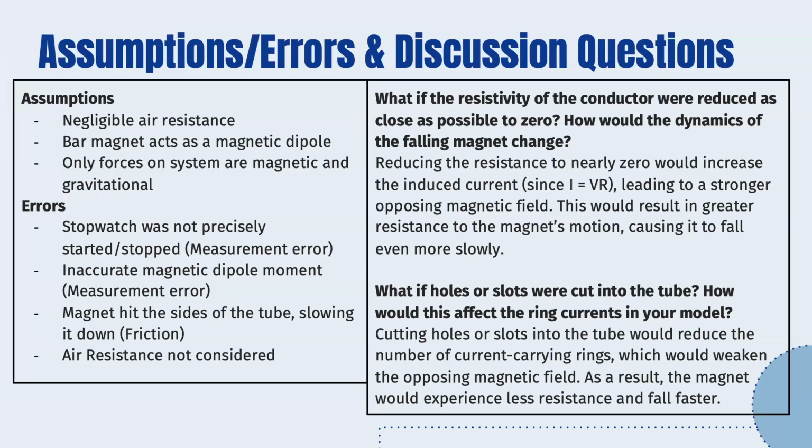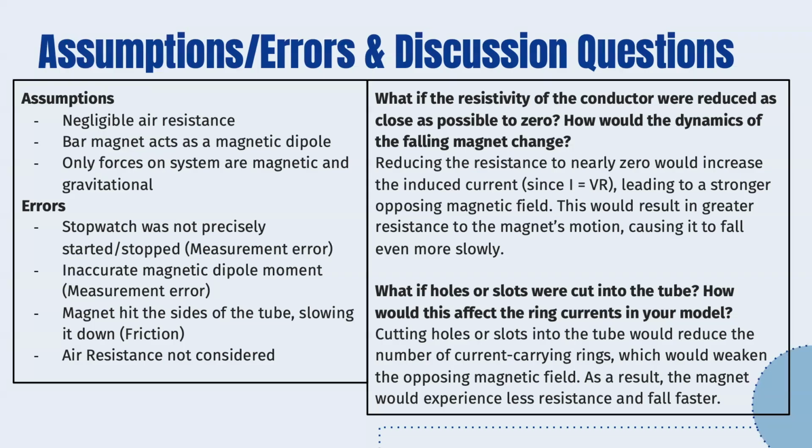Some assumptions and errors in our experiment. We assume that there is negligible air resistance. We also assume that the bar magnet acts as a magnetic dipole and that the only forces on the system are magnetic and gravitational. Some errors we had in the experiment included not precisely recording time or inaccurately measuring the magnetic dipole moment. We also didn't consider that the magnet could hit the sides of the tube, which slows it down, and that again, air resistance was not considered.